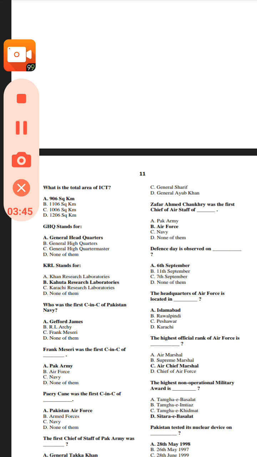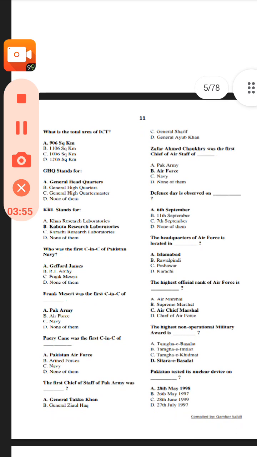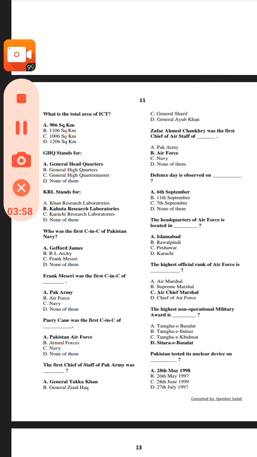What is the total area of ICT, Islamabad Capital Territory? 906 square kilometers. GHQ stands for General Headquarters. KRL stands for Khan Research Laboratories. Who was the first Commander-in-Chief of Pakistan Navy? Jefford James. Jefford James was the first Commander-in-Chief of Pakistan Navy and he was English. Frank Messervy was the first Commander-in-Chief of Pakistan Army. He was also English. Perry Keene was the first Commander-in-Chief of Pakistan Air Force. He was also English. The first Pakistani Chief of Army Staff was General Tikka Khan.